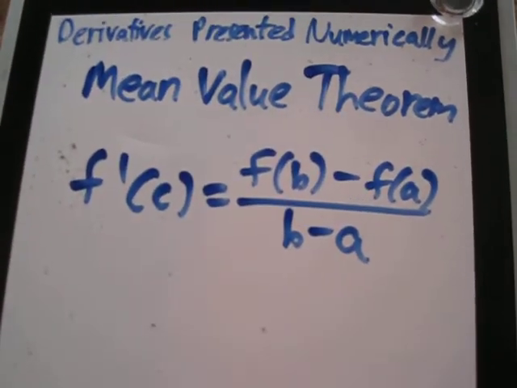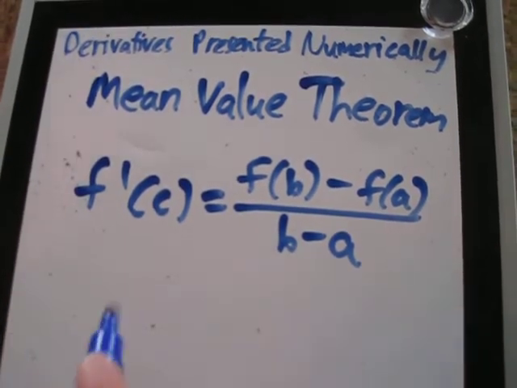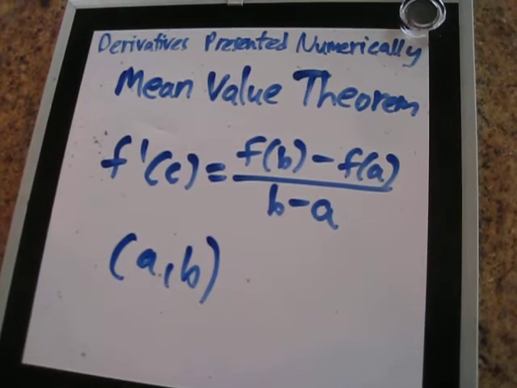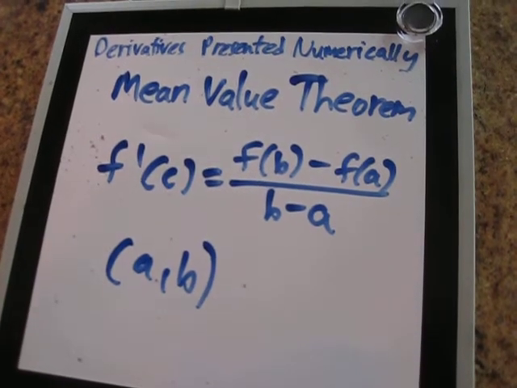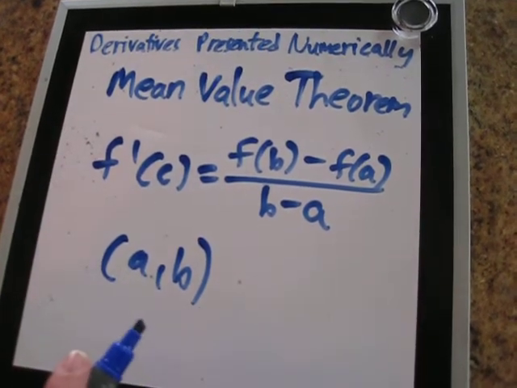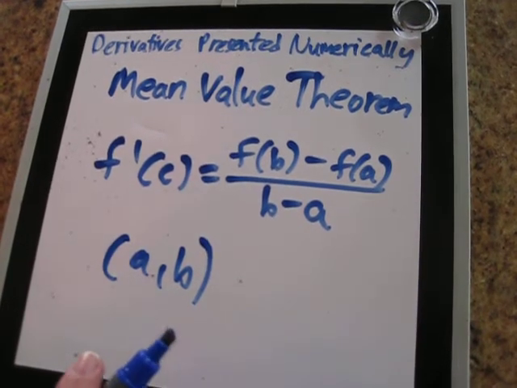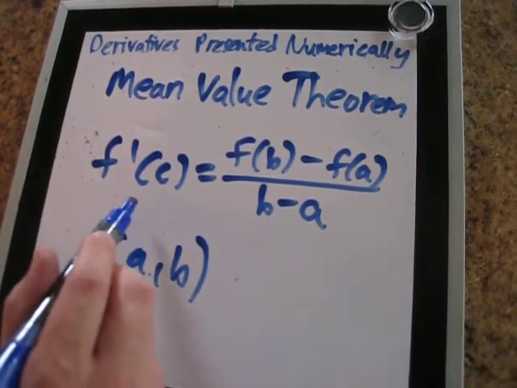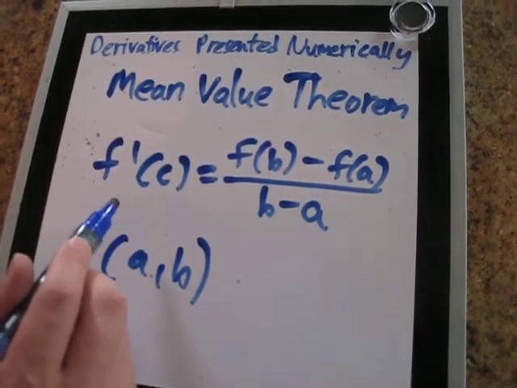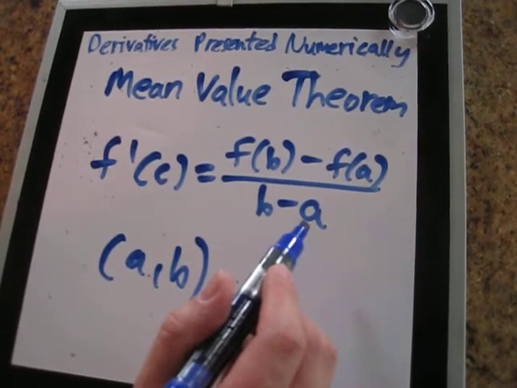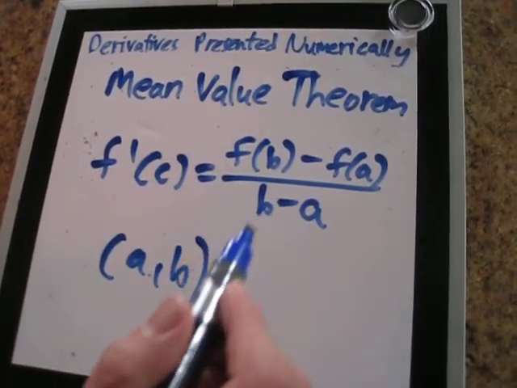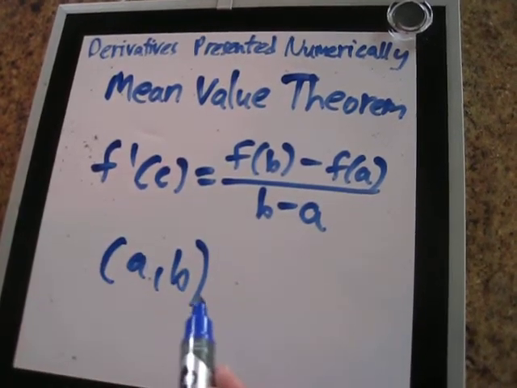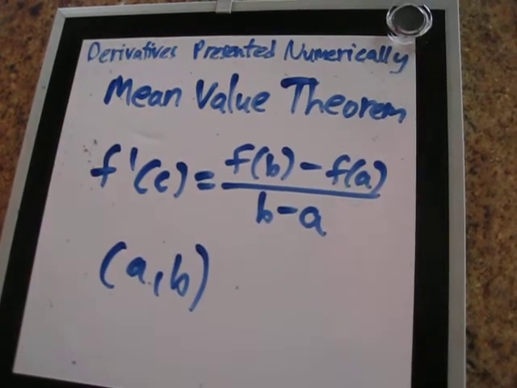If you are given an interval, and this value of c is on the interval a comma b. So, in other words, to solve a mean value theorem problem, one would be given an interval, and one would have to find the slope of the secant line on the interval, then differentiate the function that they are given, and set the derivative equal to the slope of the secant line. This will result in an equation that can then be solved for x, and the value of c would be the value of x on the interval a to b.